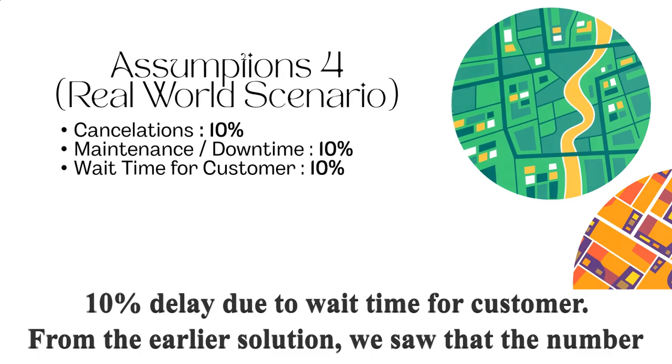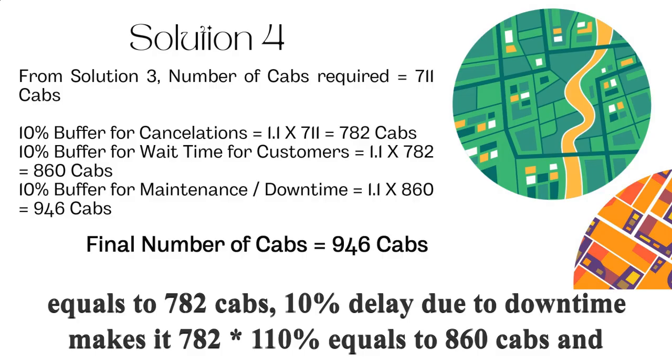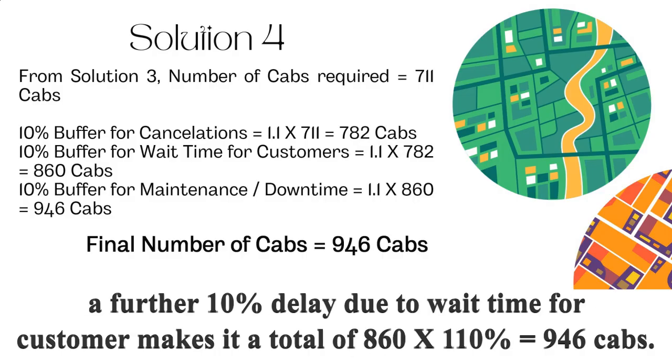From the earlier solution, we saw that the number of cabs required was 711. Adding 10% for cancellations makes that 711 into 1.1 or 110% equals 782 cabs. 10% delay due to downtime makes it 782 into 110% equals 860 cabs. And a further 10% delay due to wait time for customers makes it a total of 860 into 110% equals 946 cabs.